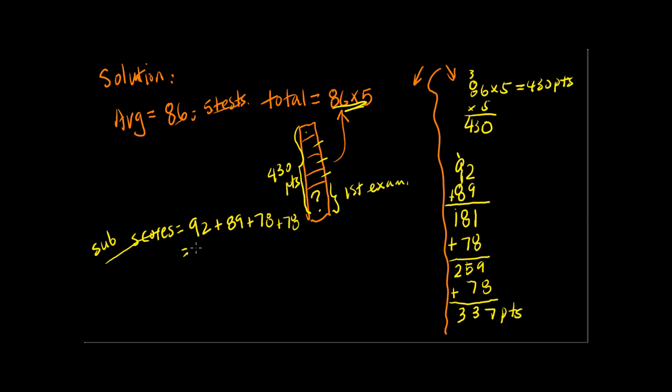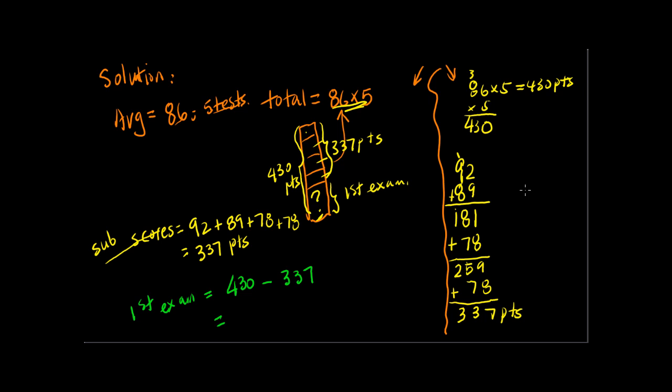So here we have 337 points. Once again, that's the sum of the 4 exams that we do have scores for. What's left? That's the question mark here. And let's change into a bright green color. So the first exam that was missing, that we don't have a score for, is from the total points of 430, subtracted by the summation of all the 4 exams we do have.